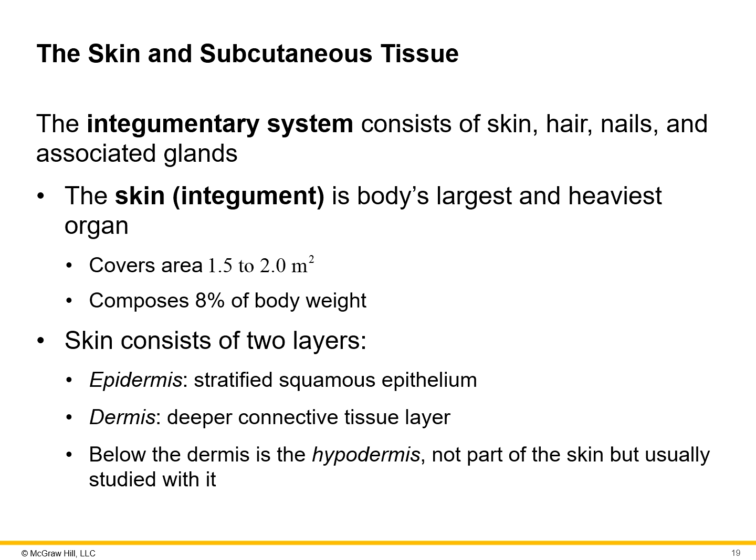Your integument system consists of not just your skin, but also your hair, your nails, and the glands that are associated with those structures. Your skin covers about 2 square meters, which is pretty big, and composes about 8% of your body weight. There are 2 layers of your skin.